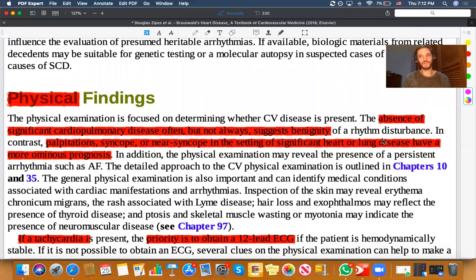Which are the physical findings? So I think we have to pause this video for a second because I'm short of battery. Give me 1 second.